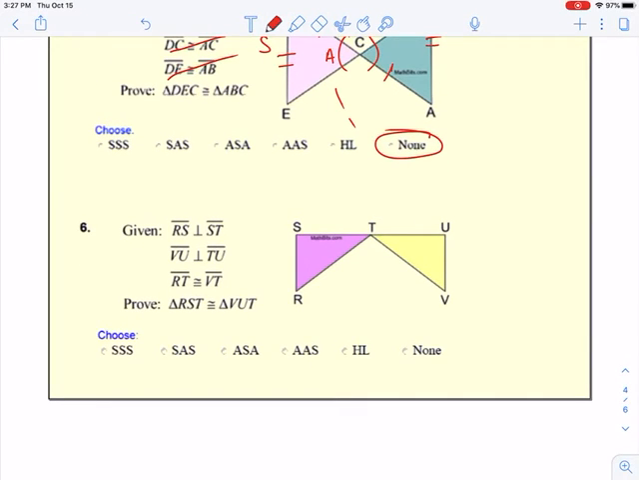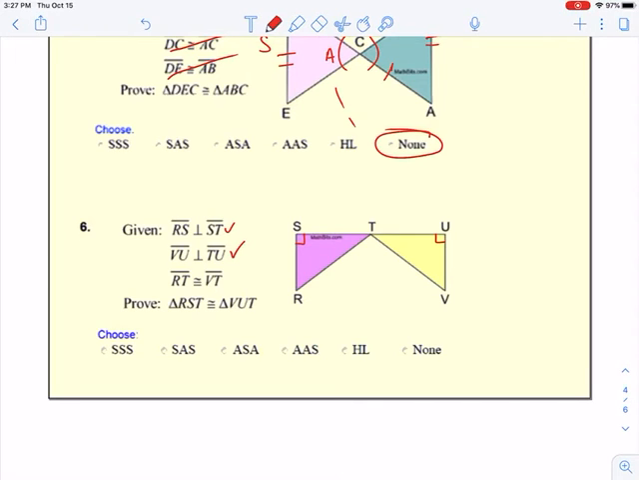For 6, I have RS is perpendicular to ST. Okay, so RS is perpendicular to ST means that this is going to be a right angle there. So that's going to take care of that given. And then I have UV is perpendicular to TU, which means that that's going to be a right angle there. So right now I have 2 right triangles, 2 things off the bat. Maybe I can do hypotenuse leg, or again, those right angles can end up being congruent.